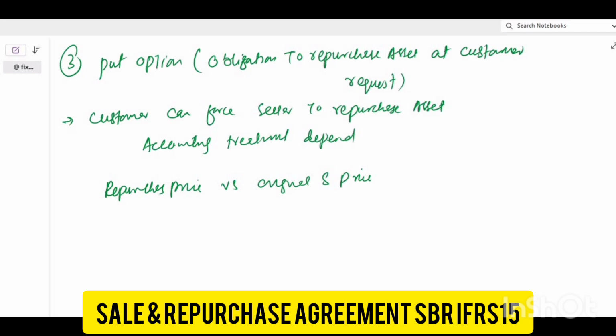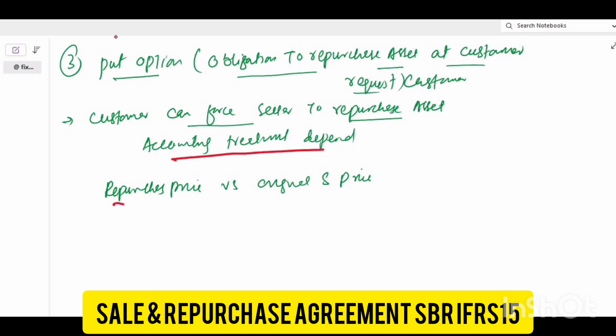Okay, if you have a put option, by put option we mean an obligation to repurchase the asset at the request of the customer. Now the customer can force the seller to repurchase the asset, and the accounting treatment depends on the repurchase price versus the original selling price. Clear? I think the voice was muted, so I have repeated it again.